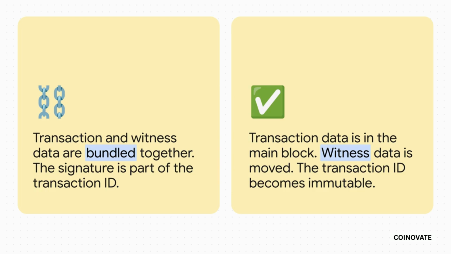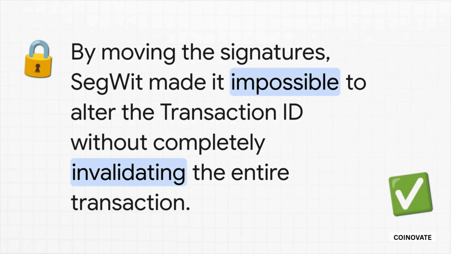SegWit created a separate new structure just for this witness data, pulling it out of the main transaction block. By doing that, the core transaction ID could be calculated without it, which effectively locked it in place. And there you have it. With that malleable signature data moved out of the equation, the transaction ID became immutable. A bad actor couldn't mess with the ID anymore without completely invalidating the entire payment. And just like that, the transaction malleability problem was solved.